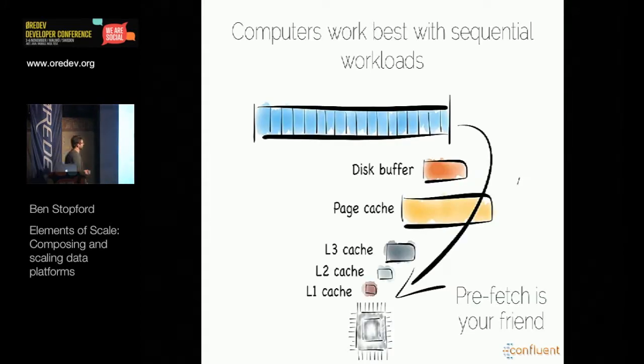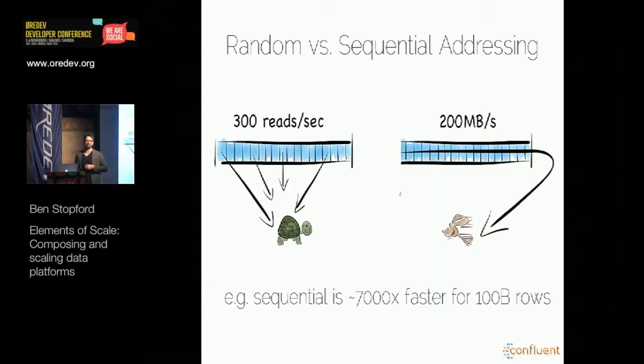And there's a good reason for this, and it's that computers are very good at predicting sequential workloads. The reason for that is because of the many levels of caching that exist, right through from the CPU to the disk buffer. So if we can arrange our data such that it's a sequential workload, we can get very good throughput. And no media is this more apparent than on a magnetic drive.